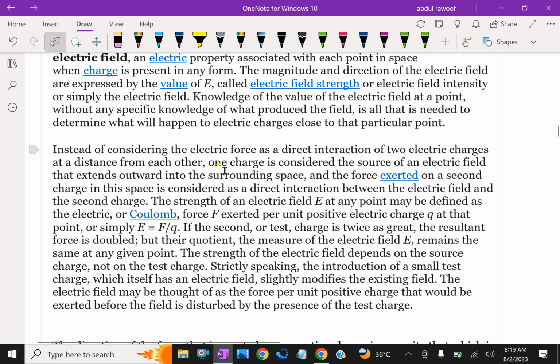Electric field: an electric property associated with each point in space when charge is present in any form. The magnitude and direction of the electric field are expressed by the value of E, called electric field strength, electric field intensity, or simply electric field. Knowledge of the value of the electric field at a point, without any specific knowledge of what produced the field, is all that is needed to determine what will happen to an electric charge close to that point.